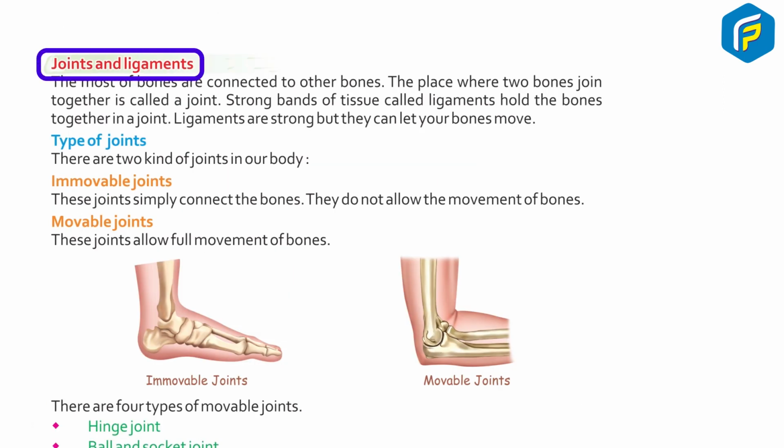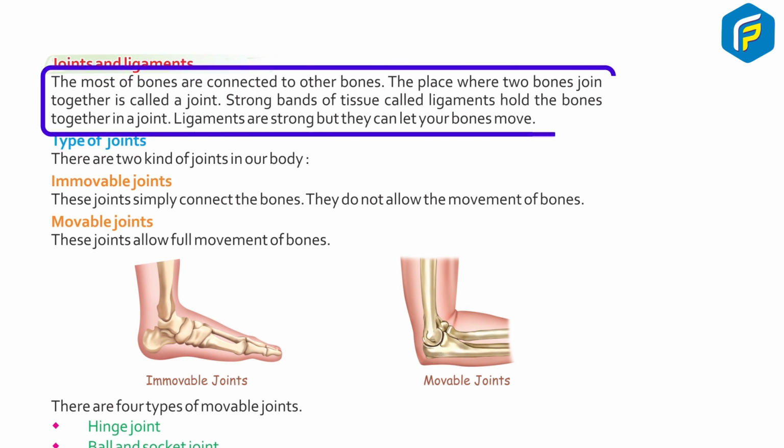Joints and ligaments. Most bones are connected to other bones. The place where 2 bones join together is called a joint. Strong bands of tissue called ligaments hold the bones together in a joint. Ligaments are strong but they let your bones move.